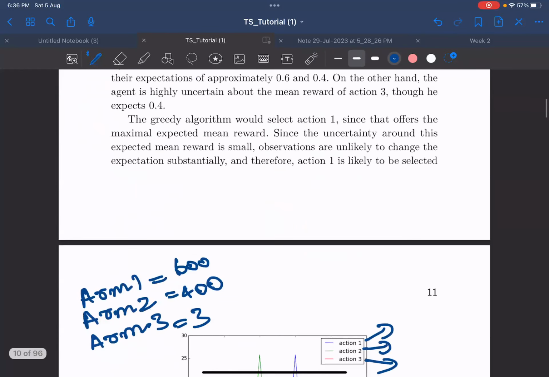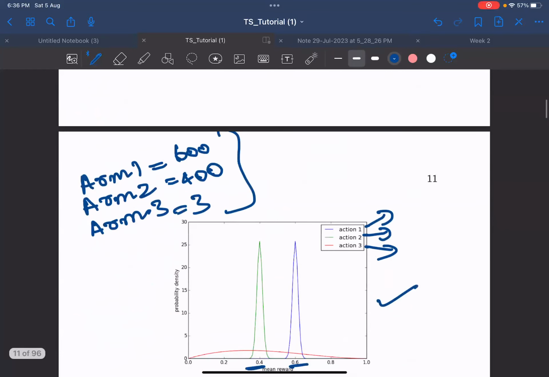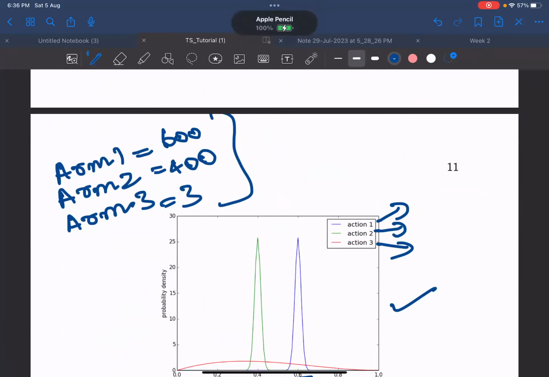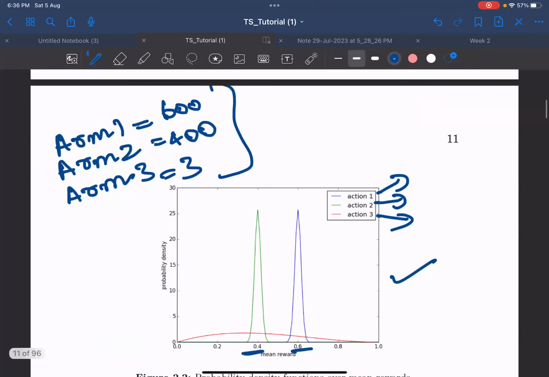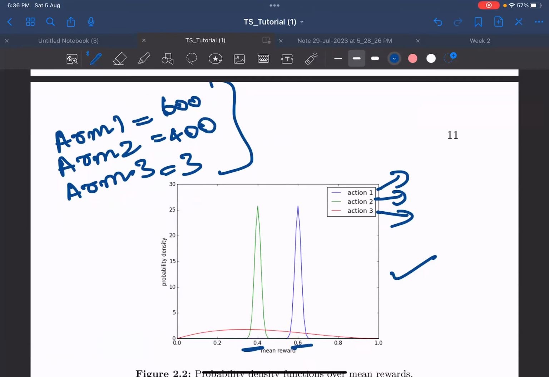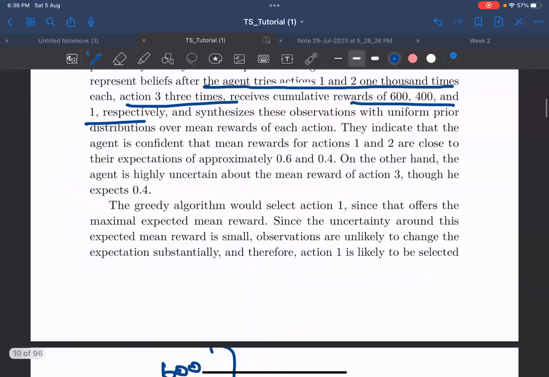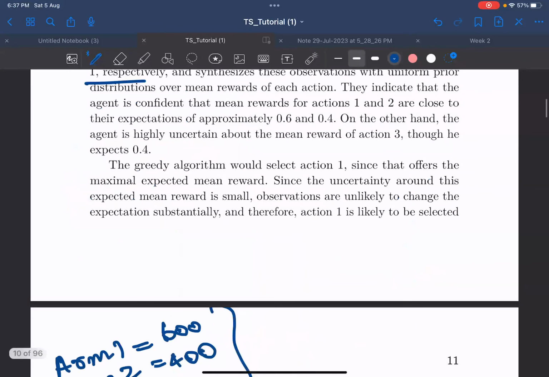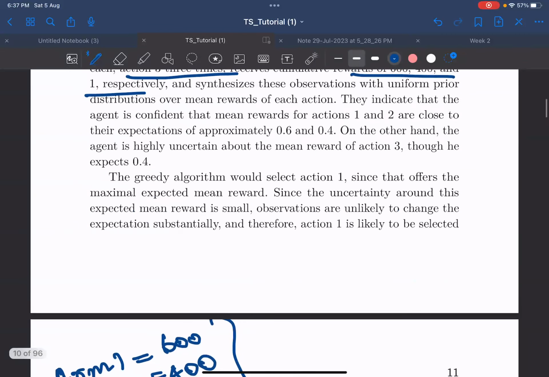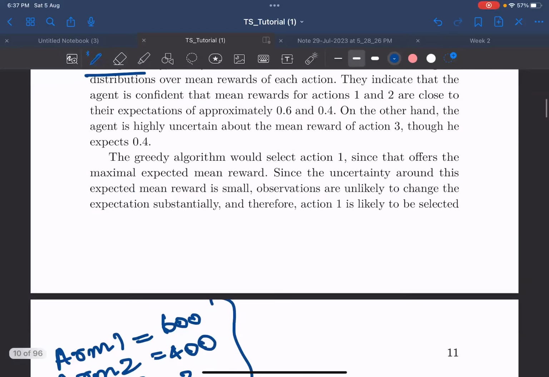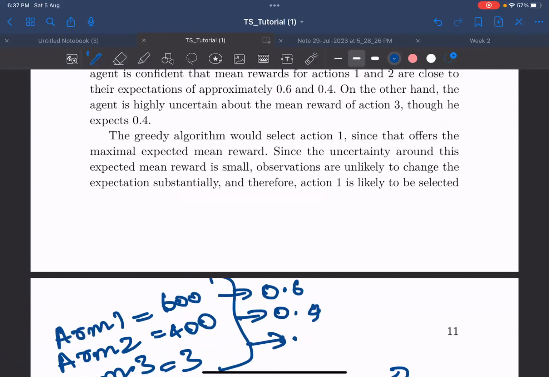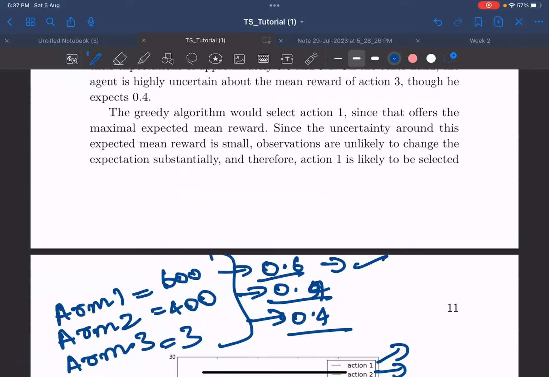So which arm is better? Can you tell me? Did you get the concept? What I'm saying is we have 3 arms. Now we picked arm 1 600 times, arm 2 400 times, and arm 3 3 times. Now here I get 0.6 probability, 0.4 probability, and 0.4 probability, which means that 60% of the time arm 1 will give me the reward 1, 40% of the time it will give me the reward 1, and 40% of the time it will give me the reward 1.